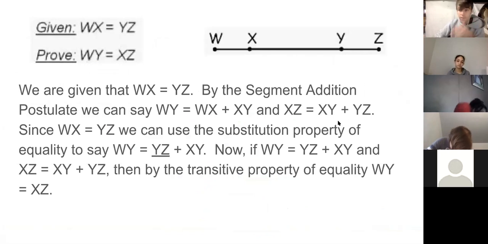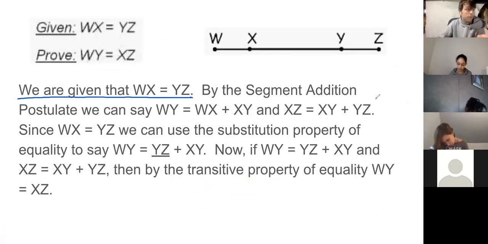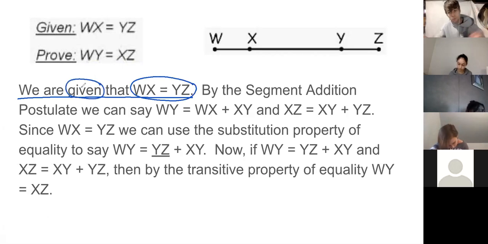Paragraph proof. This is an example of a paragraph proof. The basic idea of a paragraph proof is it doesn't really convey any more information than a 2-column proof. It just takes each line of our 2-column proof and turns them into a sentence. So for instance, we are given that WX equals YZ. This is just the first line of a 2-column proof. This is my statement. This is my reason. And there's some words in there connecting it together into a sentence.